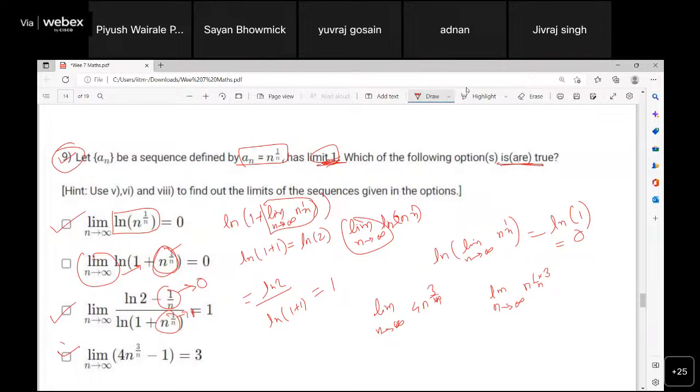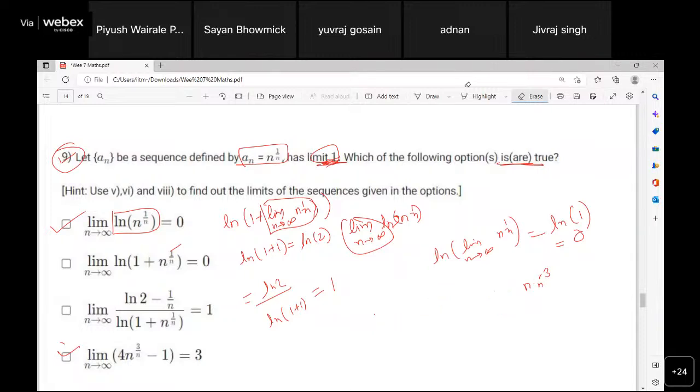Are you getting what I'm saying? If you simply put 1 by n equal to 0, then the answer will be 1, then 1 plus 1 is equal to 2. But we are given this limit which tends to 1, right? Okay.